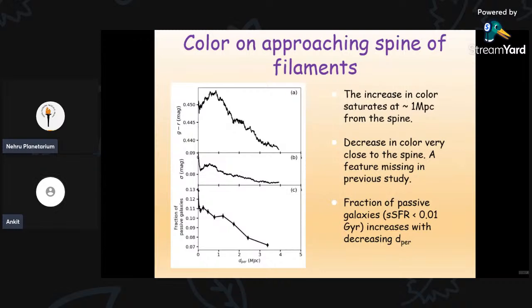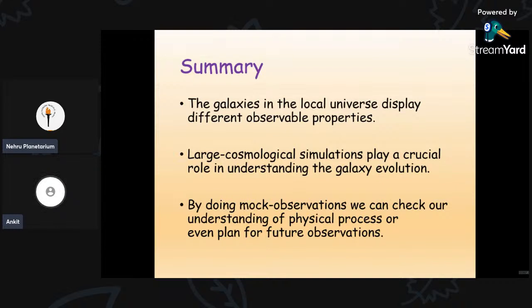And thus, I leave you with the summary that the galaxies in the local universe have different properties, as I showed you. And the large-scale simulations, as I showed you, do play a role in understanding galaxy evolution. And using these simulations and performing these mock observations, they help us in understanding our knowledge of physical processes that affect galaxies. And also, using hydrodynamical simulation, they can help you in planning your future observations.